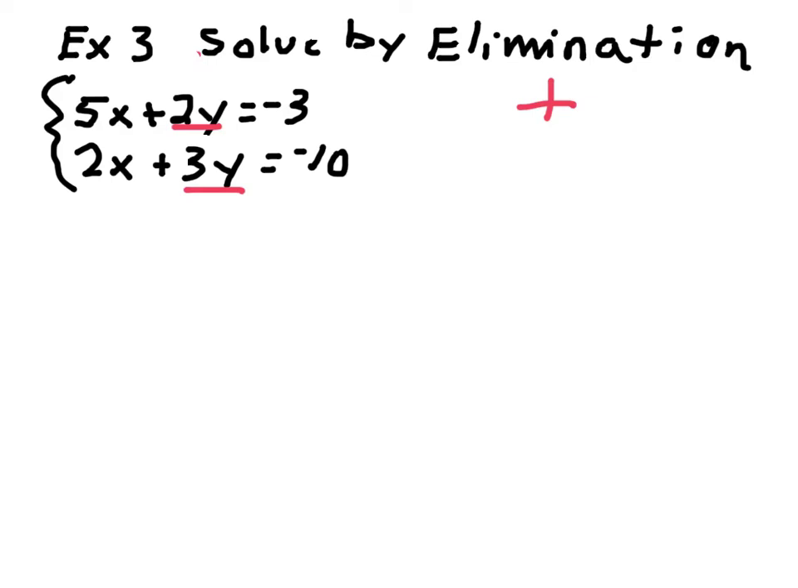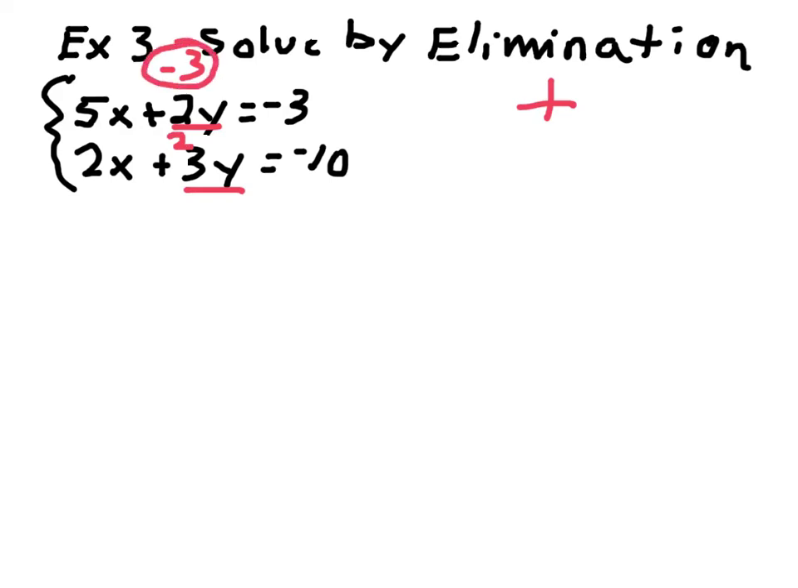How about this? If I multiply the top one by a negative 3, negative 3 times 2y is a negative 6y. And how about if I multiply the bottom one by 2? What's 2 times 3y? 6y. So on the top I would have a negative 6y, and the bottom I'd have a positive 6y. And what's a negative 6 plus 6? That would do it. They would eliminate. So let's do this. Let's take the top equation and let's multiply everything by a negative 3.